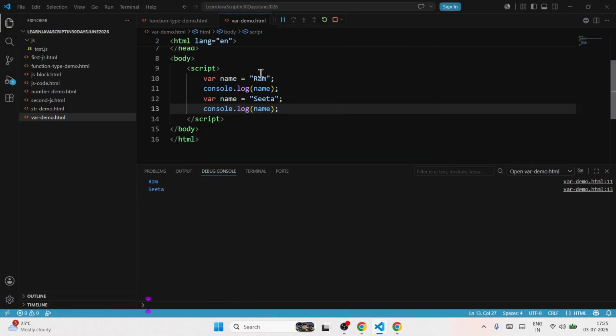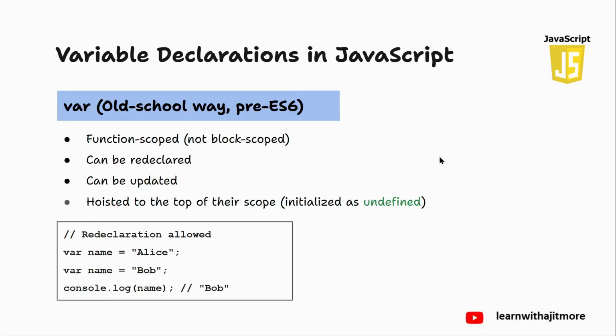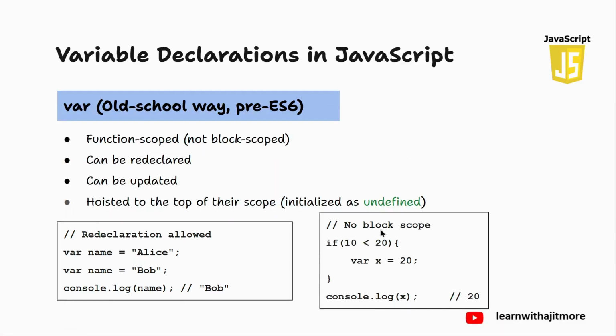See, the first is having Ram, and then when you redeclared it, it is becoming Sita. Okay? In this only, some more things I'll tell you. It is having which level scope? Function level. The minimum scope is function, and then it extends to script level, the entire script.